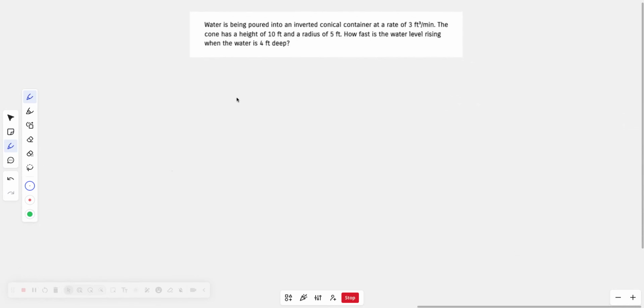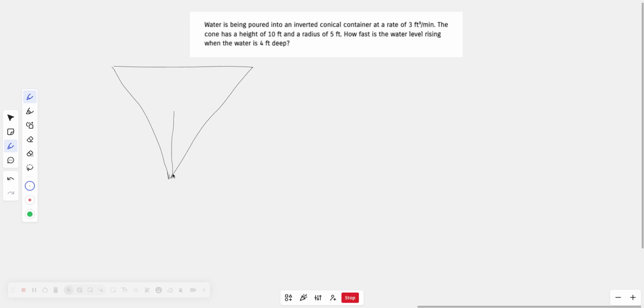Okay, next problem. Water is being poured into an inverted conical container at a rate of 3 feet per minute. This cone has a height of 10 feet and a radius of 5 feet. How fast is the water level rising when the water is 4 feet deep?